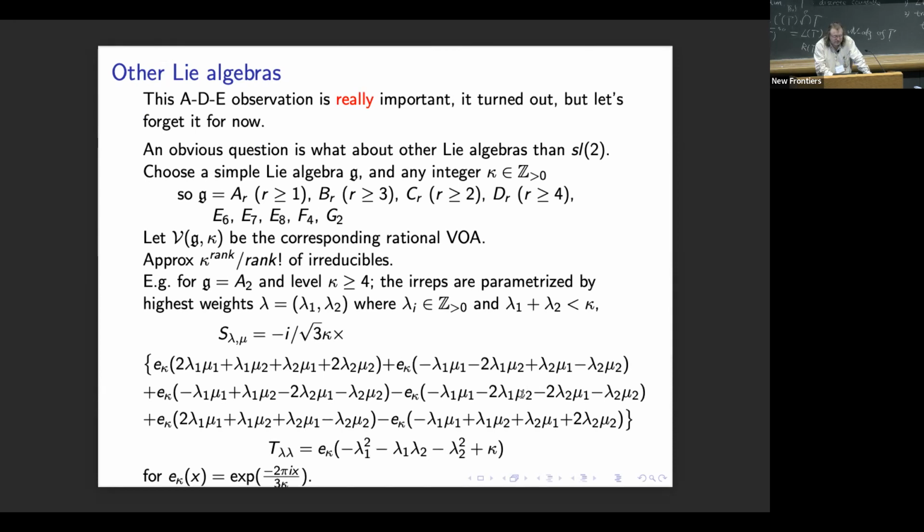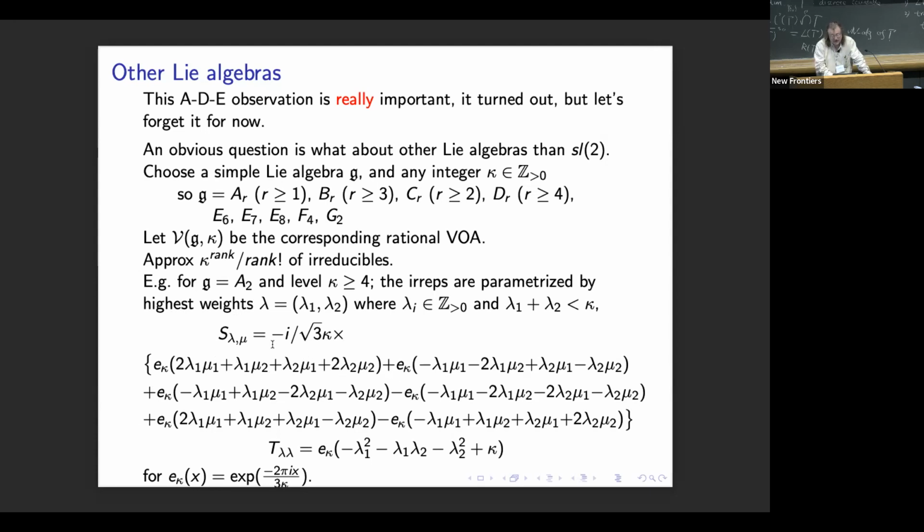And so there's lots of other ones that we could look at, but they have lots and lots and lots of anyons. It grows with the rank, polynomially with the rank of the Lie algebra, the number of irreducibles. And so I'm writing down here the S matrix for A2, but again, this is totally useless. We're never going to use this. I'm just writing it down to impress you with a complicated formula.